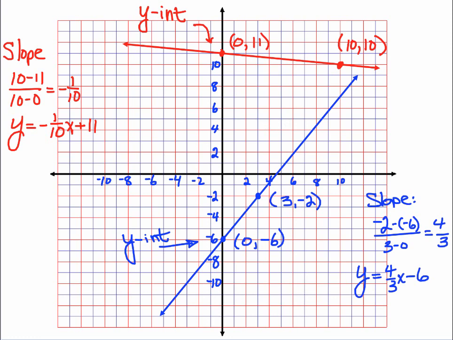And now the blue line. We notice that the y-intercept is negative 6. And we picked another point on the line, the point 3, negative 2. That's a lattice point. So we use those 2 points to compute the slope. Negative 2 minus negative 6 divided by 3 minus 0. So that's 4/3. So the slope is 4/3. Y-intercept is negative 6. And our equation is y equals 4/3 x minus 6.